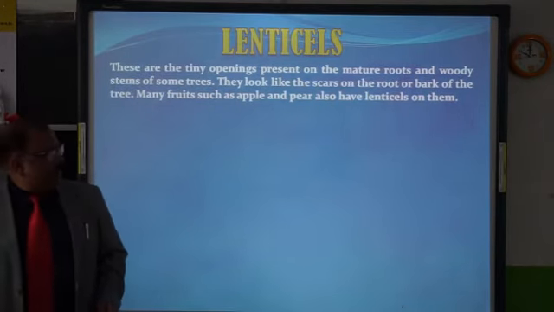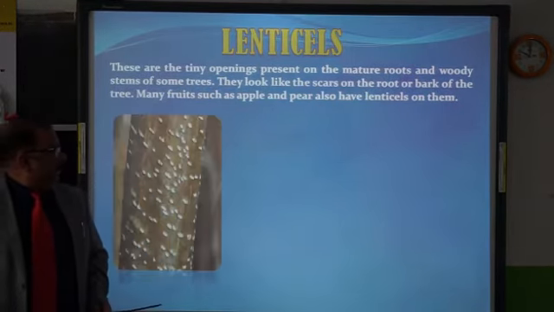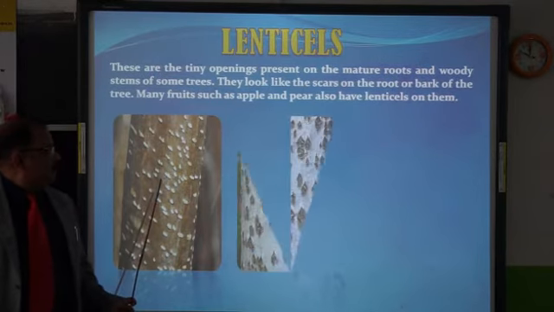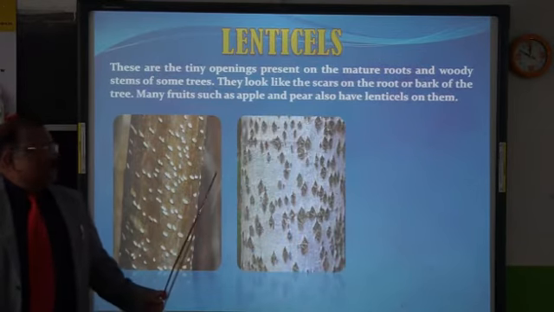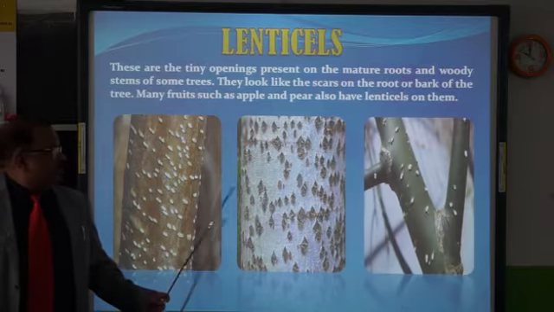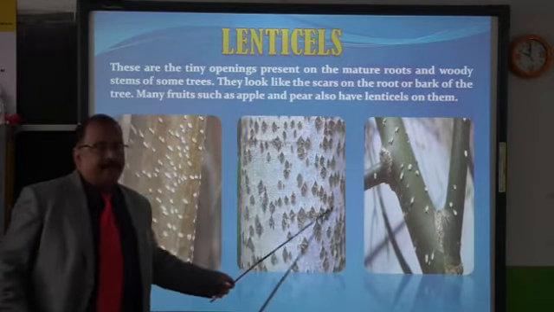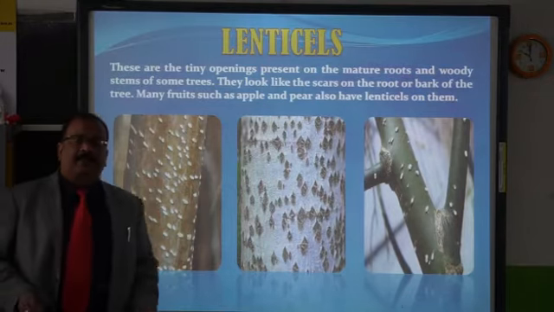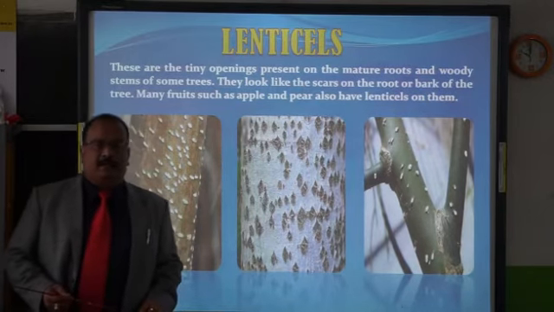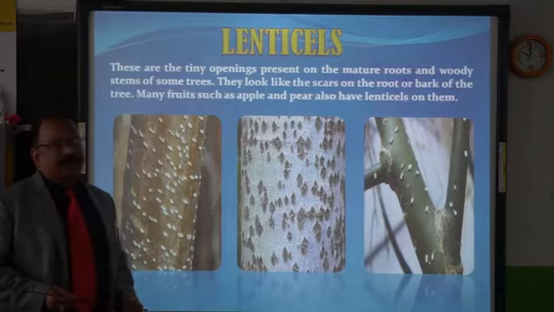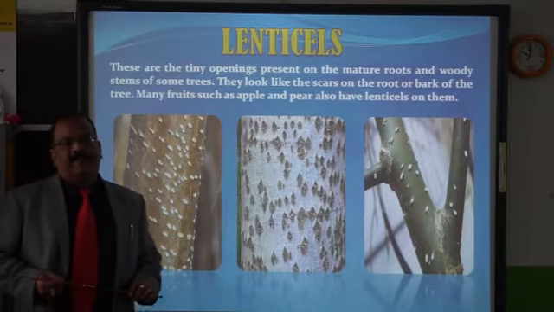Now when I show you the diagrams, I am sure that most of you have seen this. See, these are the various types of stems which show the presence of lenticels. Can you see that? So these are the ones, and the purpose is same, just like stomata. They do exchange of gases. Take in one gas, gives out another.